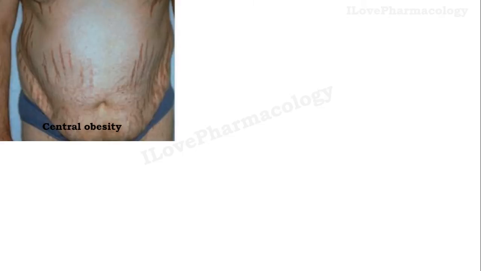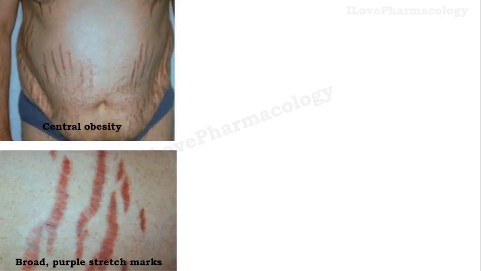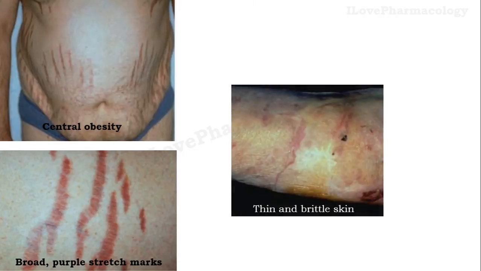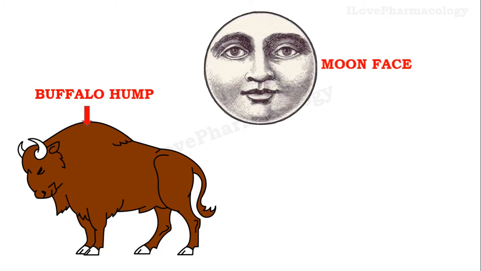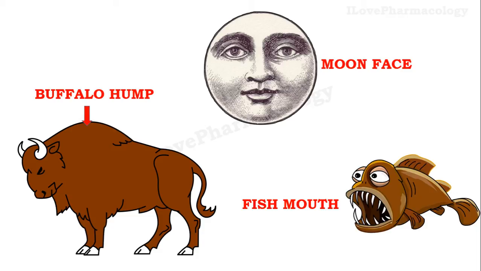Since there is a deposition of fat in the central area, it will lead to central obesity, and the patient can have broad purple stretch marks, and the skin becomes thin and brittle. And due to the deposition of fat on the shoulder and neck, it will create a buffalo hump, and it will create a moon-like face and fish mouth appearance.